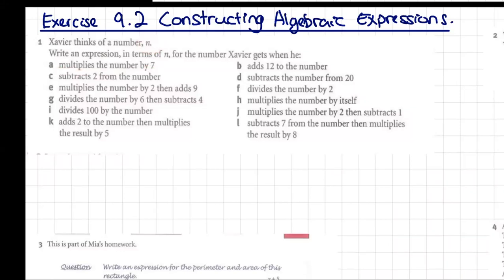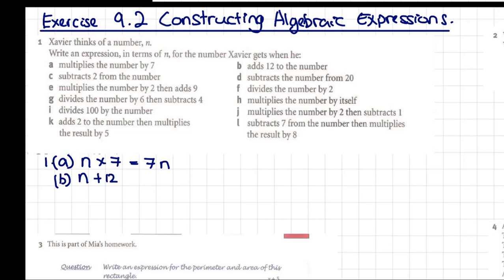So let's look at question 1a. Multiplied by 7 means n multiplied by 7 is equal to 7n. And then look at the next one, question B, whereby he is going to add 12 to the number. The number is the letter n. So we can write add 12. If you want, you can just write n plus 12, and this is the answer already, or you can write 12 plus n, which is also fine.